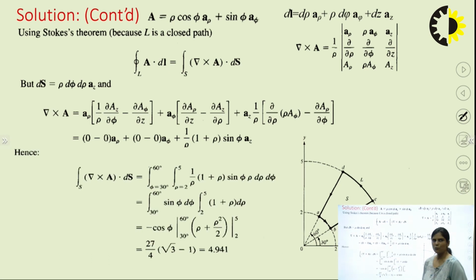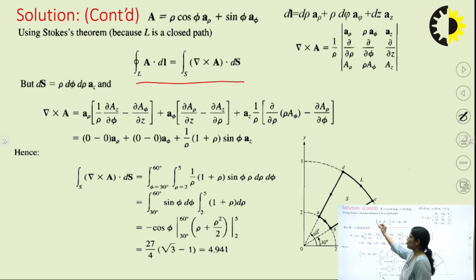Now with the help of Stokes theorem, because the line is a closed path, you have to use this Stokes theorem. That is, the left hand side is the closed line integral of A dot dl, and the right hand side you have to take the curl of A dot ds. Now how to find out the curl of A dot ds?